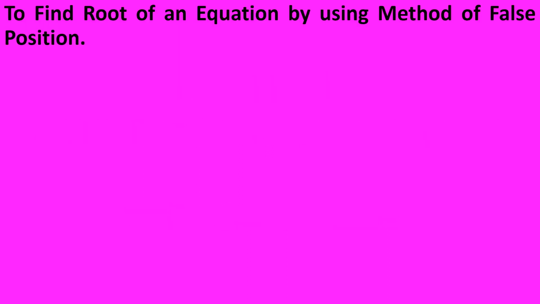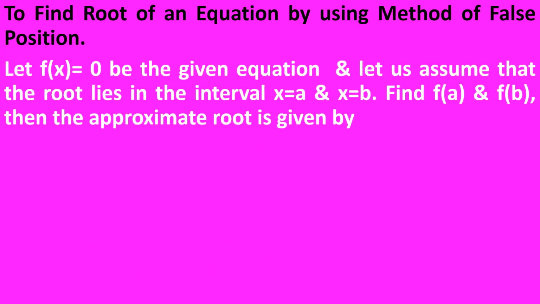To find the root of an equation by using the method of false position, the procedure is: they will be giving an equation and they will be giving the intervals in which the roots will be lying. So we need to consider the given equation as f of x. Let f of x is equal to 0 be the given equation, and let us assume that the root lies in the interval x is equal to a and x is equal to b. Find f of a and f of b. This one we get by substituting the value of a and b in the equation f of x.